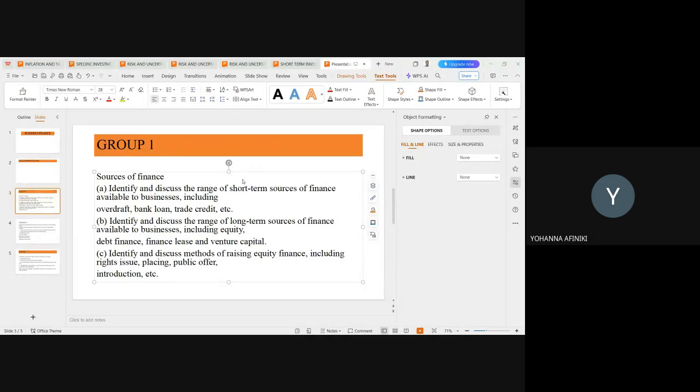Some features of short-term finance are quick accessibility, and working capital, which is mostly needed for businesses to settle their working capital, including short-term debts and operations. It is flexible to assess the risks. It has low risks compared to long-term finance. These are just a few features of short-term finance. It is within a short period of time, which is less than a year.